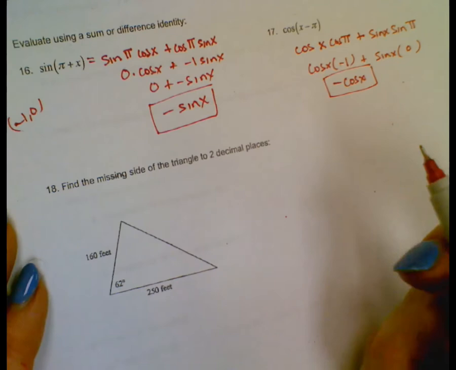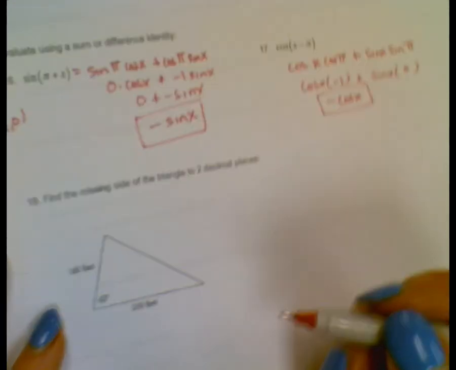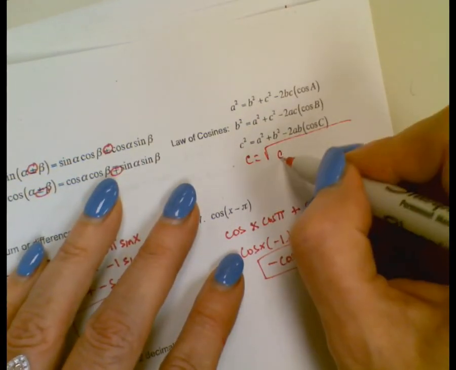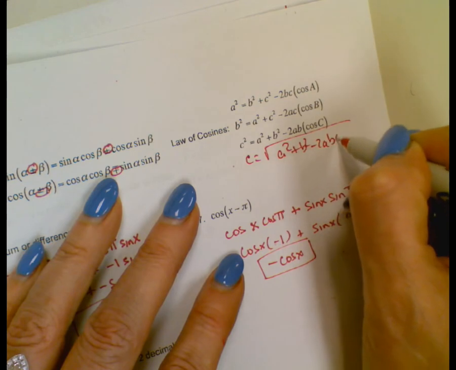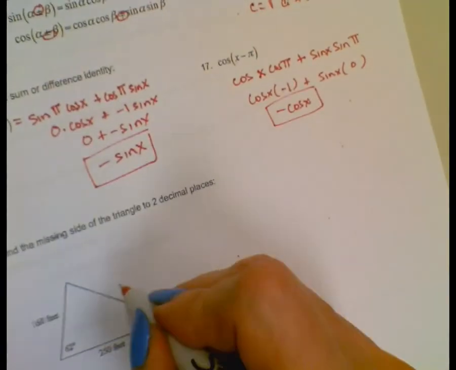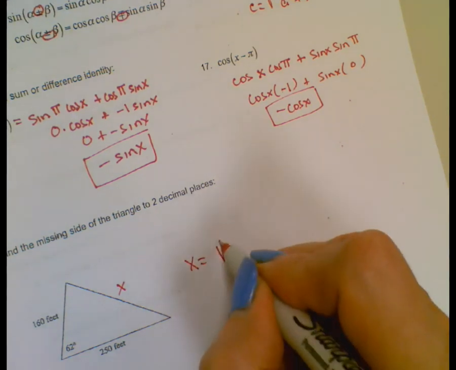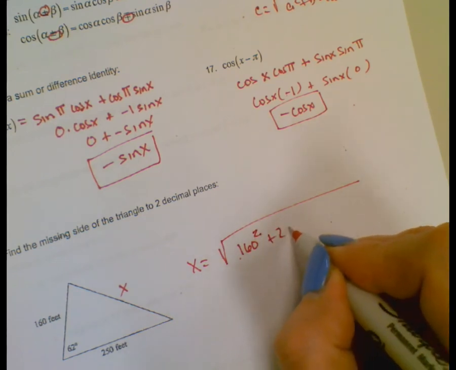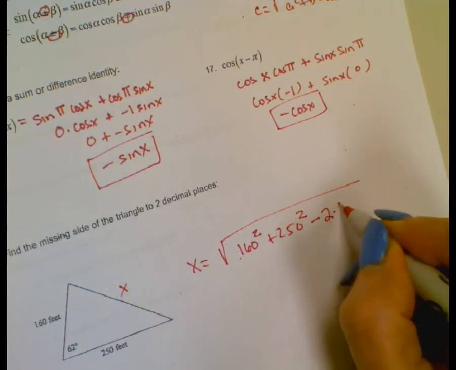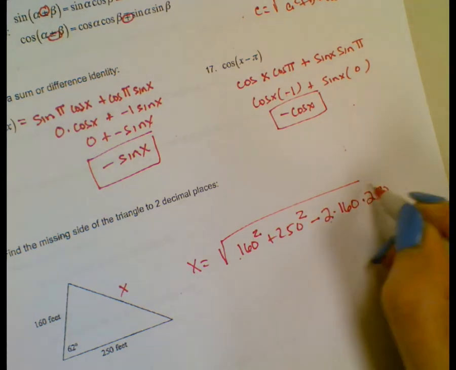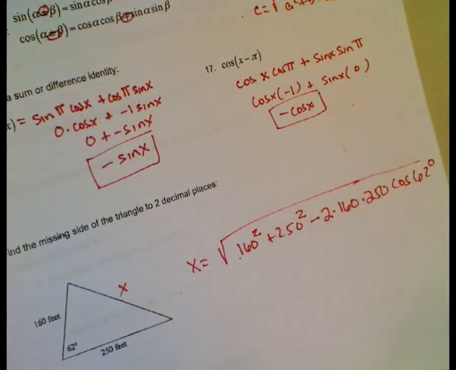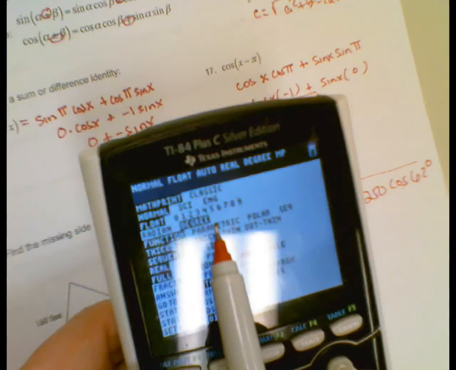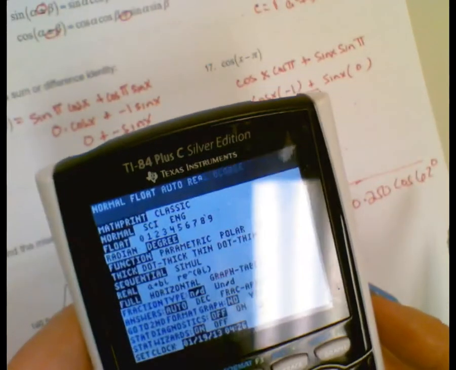Find the missing side of the triangle, to 2 decimal places. We're going to use our law of cosines. Law of cosines, remember guys, the one I gave you in class was like this. I just start like that. So I would say we'll call this side x. X is equal, I just do a big square root, and we're going to go side 1 squared plus side 2 squared minus 2 times side 1 times side 2 times the cosine of 62. Make sure you're in degrees before you do this. Check your thing. Are you in degrees? You're going to have to be able to do this tomorrow or Tuesday.